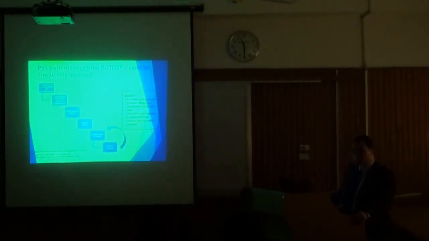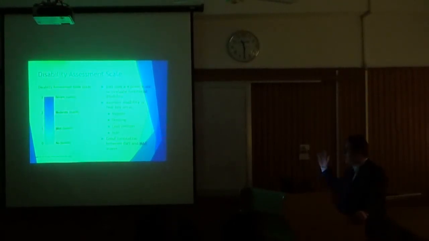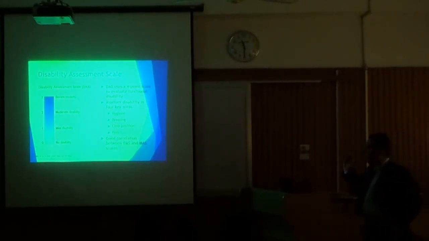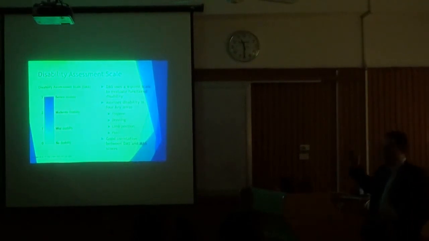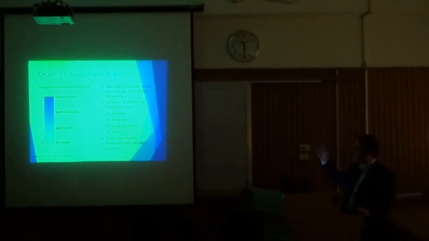We can follow up the patient also by the same strategy as we assessed the spasticity before, the same hierarchy, and by using also the Ashworth scale and the disability assessment scale. Okay, this is the disability assessment scale. We assess the patient for 4 points: hygiene, dressing, limb position, and pain. And these data are collected, and we give the patient a score. 0 is no disability, 1 is mild disability, 2 is moderate, and 3 is severe.